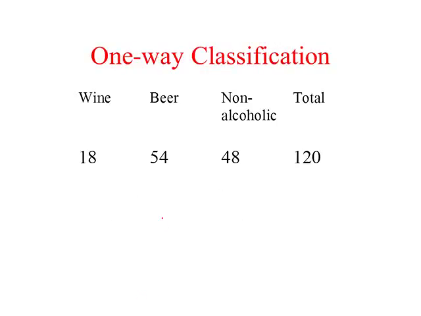So if we did our survey and we were looking at what people actually chose, this represents the data that we got. 18 people of our 120 chose wine, 54 chose beer, and 48 chose a non-alcoholic drink. And that adds up to our total of 120 people.